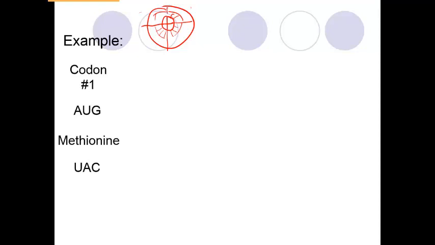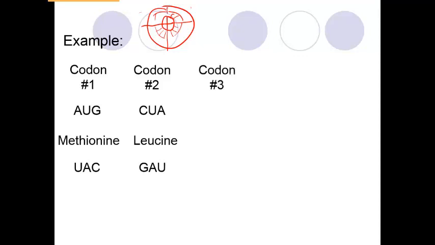Now you can pause the video at any time and practice looking these up before the answers are given, because this is something that you are definitely going to have to do on the test. So please pause the video and practice. You can practice them all at once or one at a time, but then let the video play again and make sure you have them right. For codon 2, we have CUA, and that's leucine when we look at our circle chart. And the anticodon, CUA would turn into GAU.